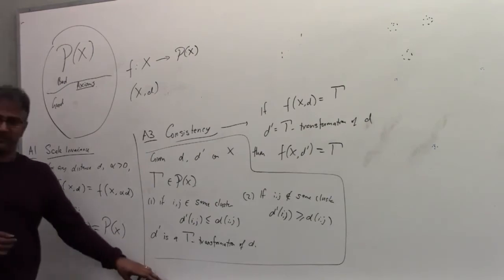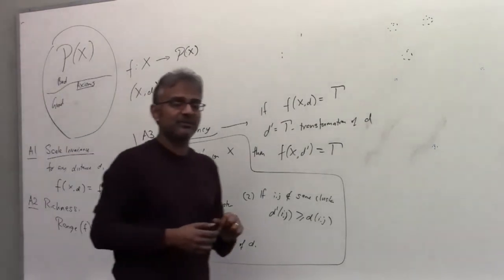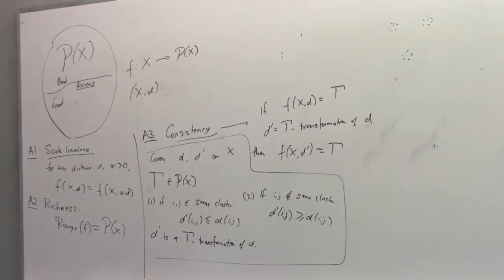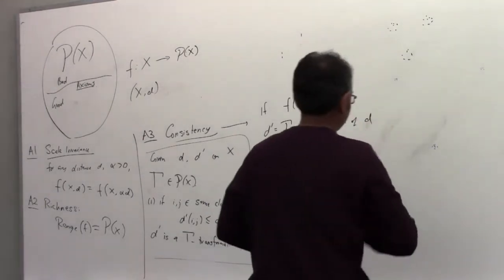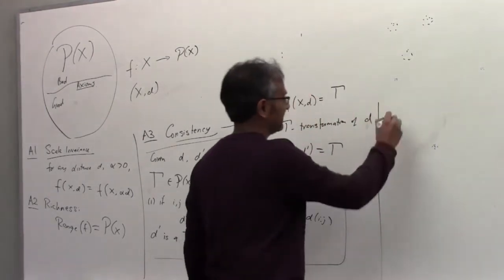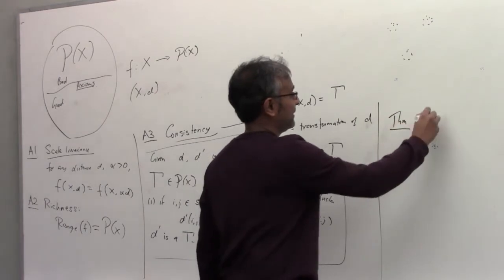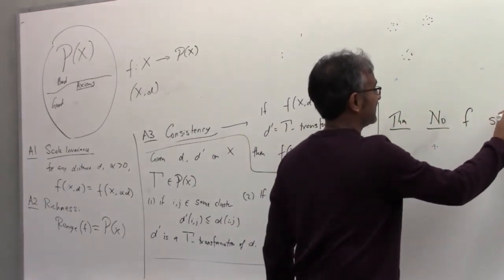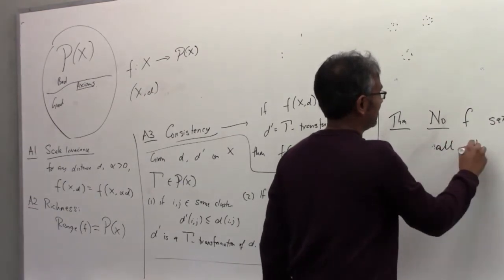These are the three axioms that Kleinberg proposed are satisfied, or should be satisfied, by a reasonable clustering algorithm. And then he showed, so his main result is that no clustering algorithm, no f, satisfies all three.